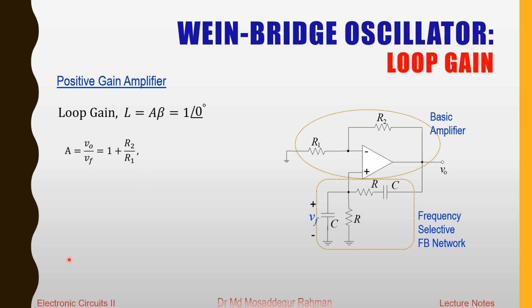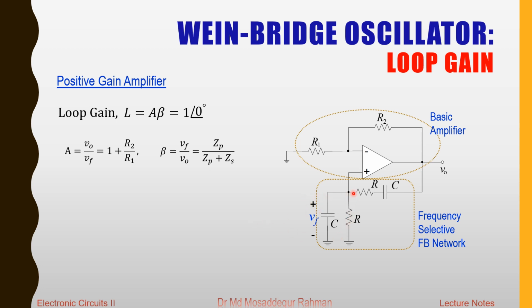So that is the gain of the basic amplifier, and now we need to determine the feedback factor beta for the feedback network. The feedback factor is defined as the output voltage of the feedback network, that is Vf, divided by the input voltage to the feedback network, that is V naught. So Vf by V naught is the feedback factor for this feedback network, and we need to analyze this RC circuit to determine it.